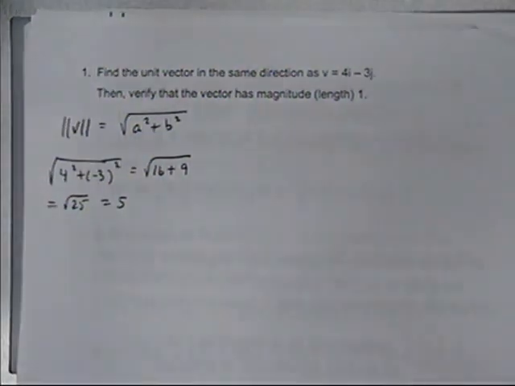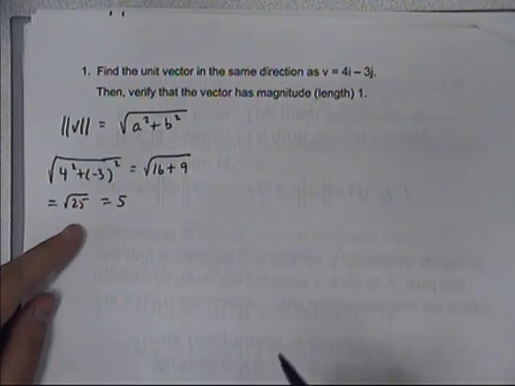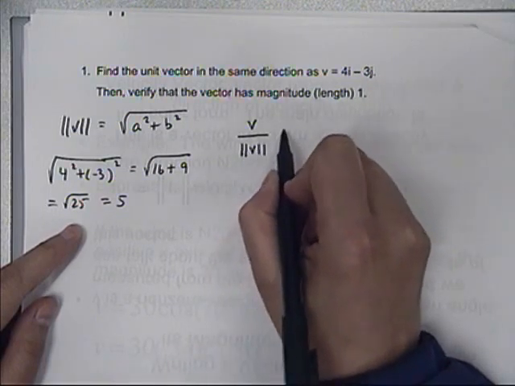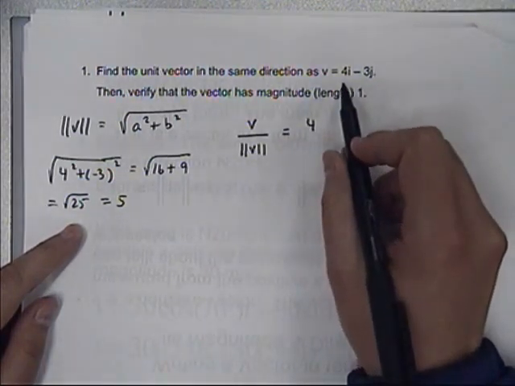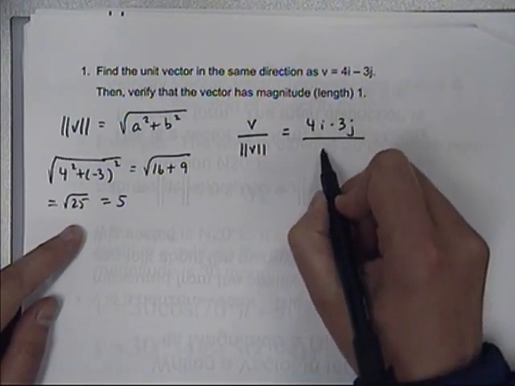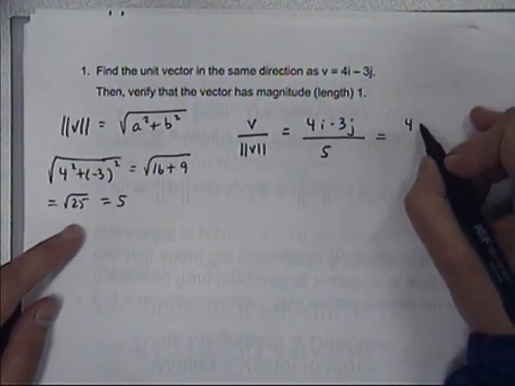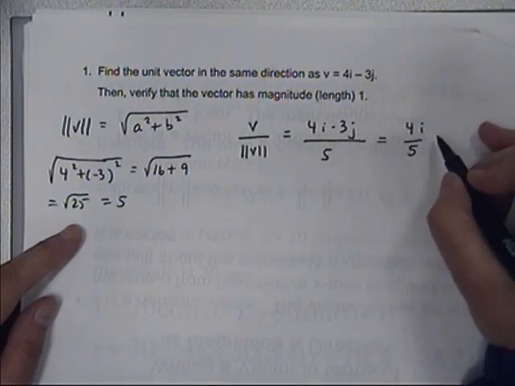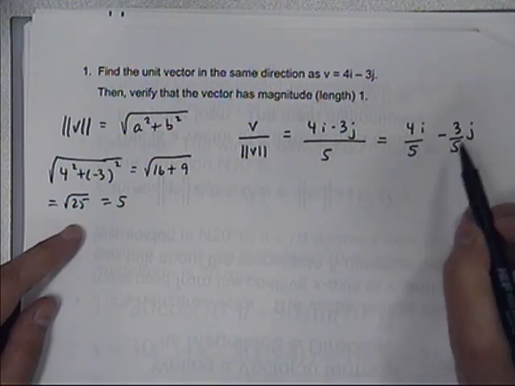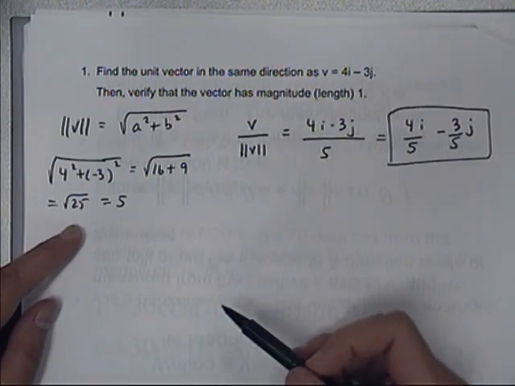Okay. Now the unit vector in the same direction as this one would be found by taking the vector and dividing it by its magnitude. So you would take the vector v, which is 4i minus 3j, and divide this by 5. Now we've talked about how you can separate this into 2 separate fractions instead of 1 large fraction. So that would be 4/5 i minus 3/5 j, and the letters can be either on the top or on the side. So that is a unit vector with the same direction as the given vector.